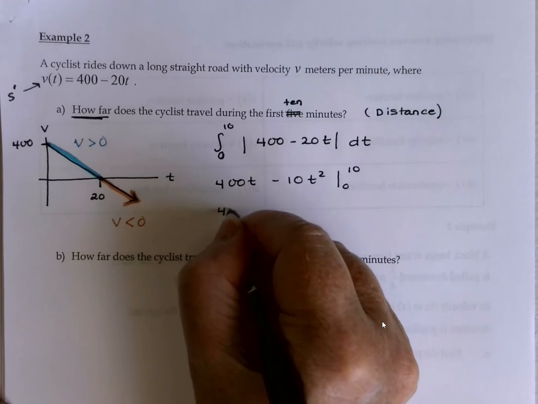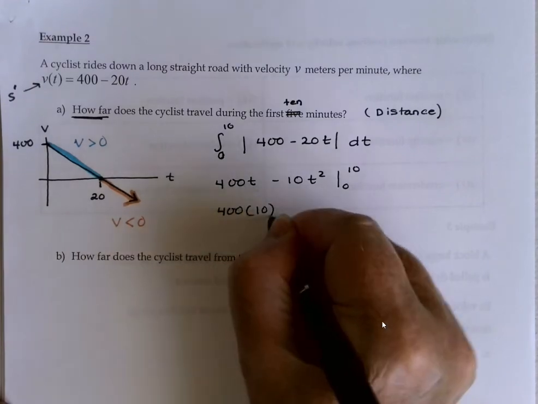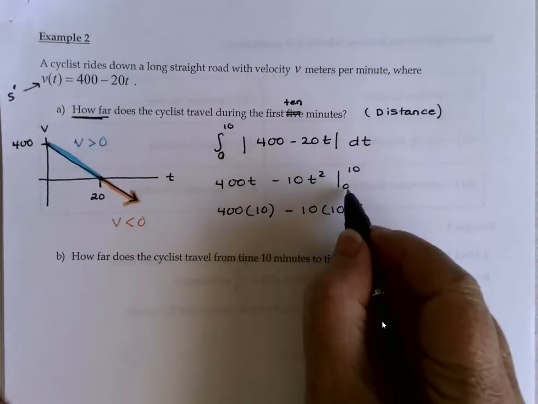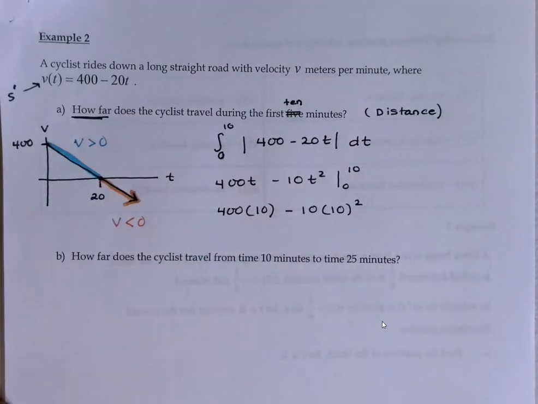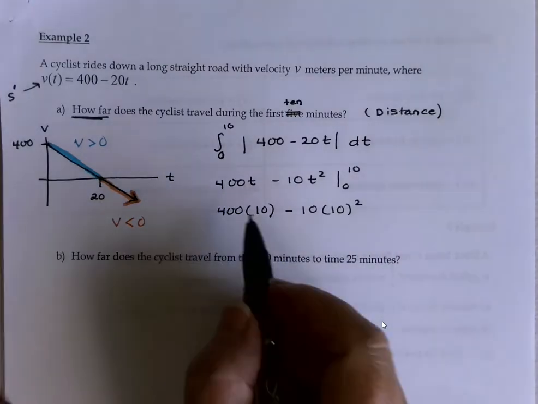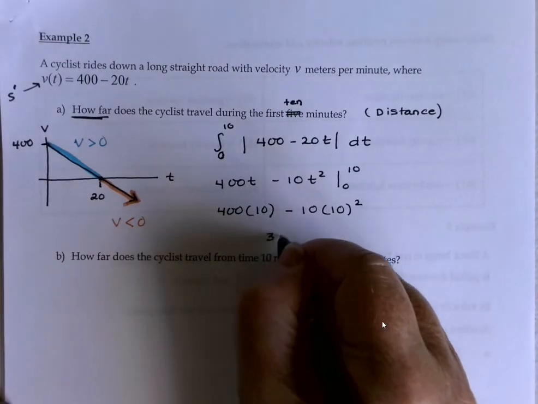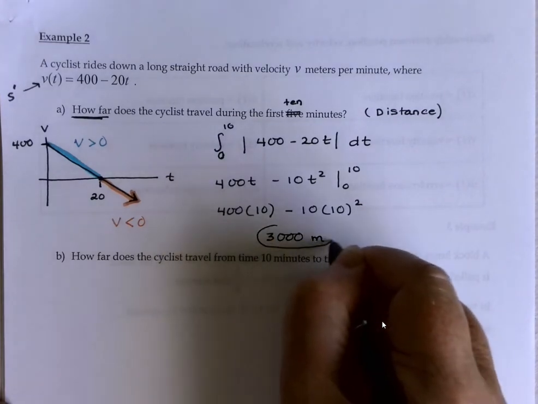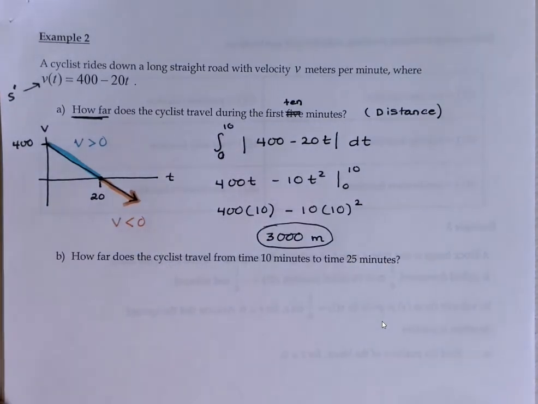which is going to give me 400 times 10 minus 10 times 10 squared. Plugging in the 0 doesn't give me anything but 0, so I won't bother with that. 4,000 minus 1,000 is 3,000. So 3,000 meters traveled during those first 10 minutes.